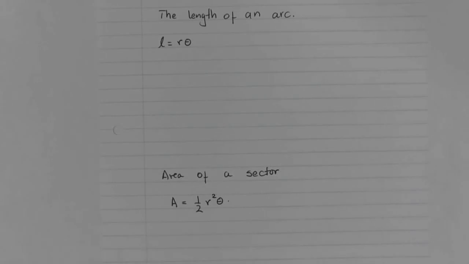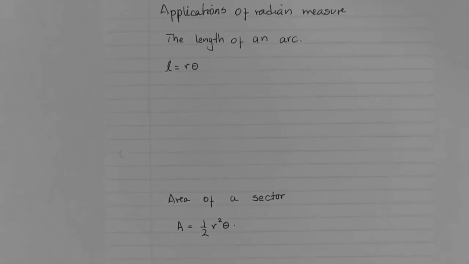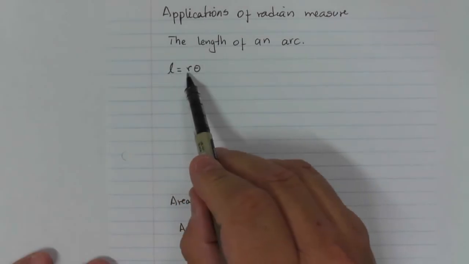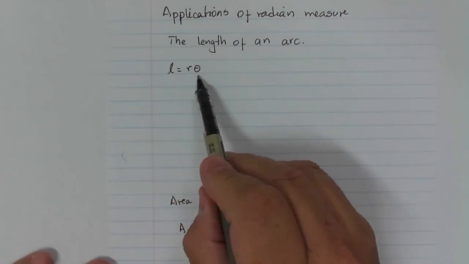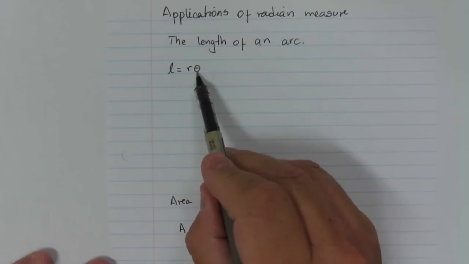Okay, grade 11s, I'm back. We're now going to look at the applications of radian measure. So I'm going to start by talking about the length of an arc. The basic formula to calculate the length of an arc is length L equals r times theta. In this case, r is the radius of the circle that we're talking about. Theta is the angle given in radian measure.